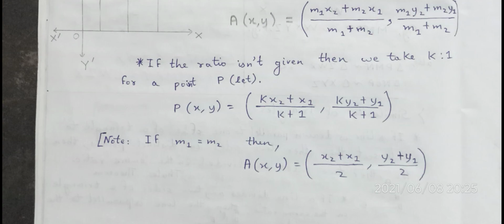One more thing, if m1 and m2 are equal, that is 1 is to 1, then what would we do? We'll just add the abscissas and the ordinates and divide both of them by 2. That is done here. So that's all.